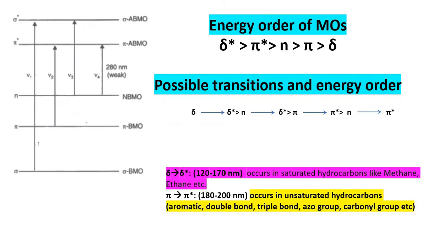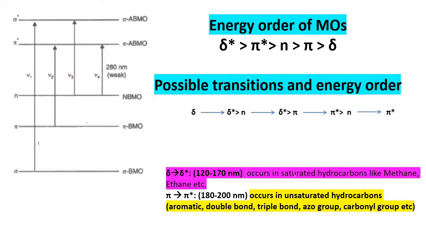Hi, this is the second lecture in the series on UV-Vis absorption spectroscopy. Today in this lecture we will discuss the transition energy levels in any kind of molecule, so that we can understand the origin of energy levels or the origin of absorption peaks.